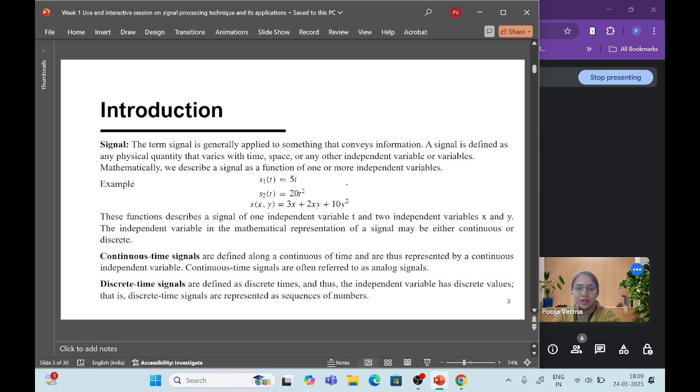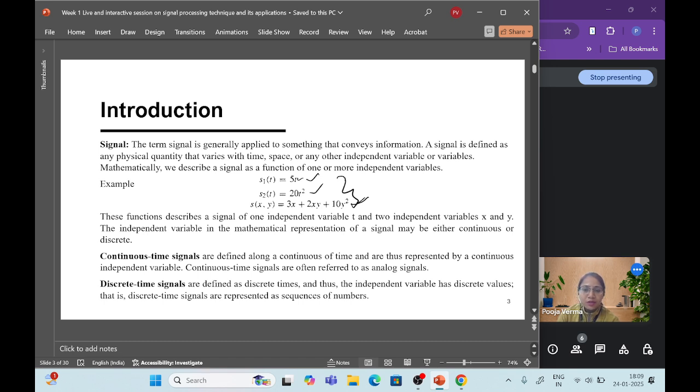These are examples of a signal. These two examples are one-variable signals. Here the signal depends on one independent variable, that is t, and this one depends on two independent variables, x and y. Both are examples of a signal. The independent variable in the mathematical representation of a signal may be either continuous or discrete.